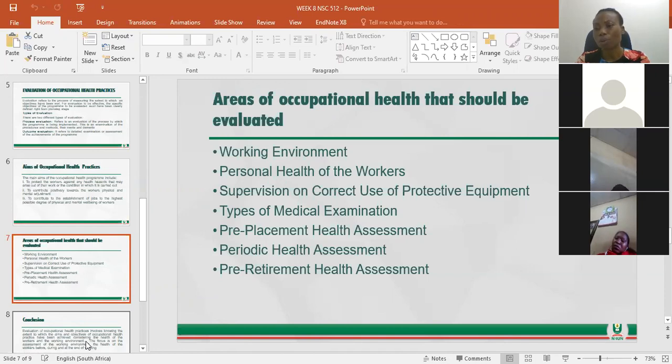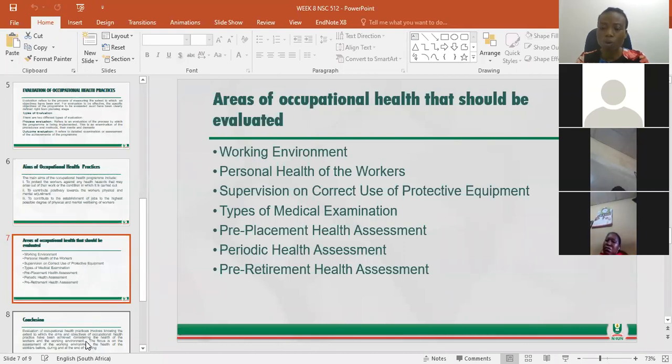We are talking about evaluation. What should be evaluated? In occupational health practices, one area that needs to be evaluated is the working environment. We've been discussing since week 1 that the environment in which an employee works is very important because it influences their health. So you also want to evaluate it.